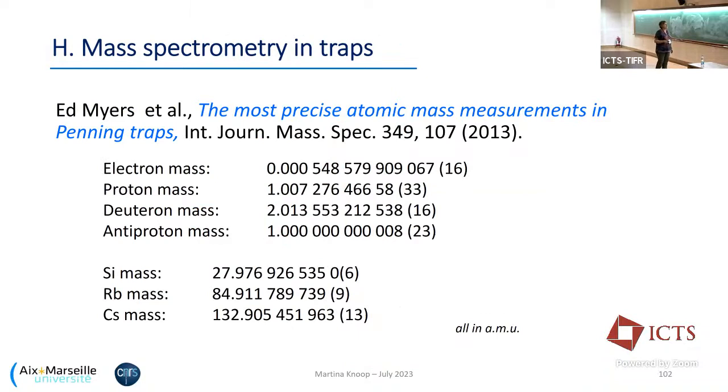There is a very nice publication that Ed Myers made 10 years ago, called The Most Precise Atomic Mass Measurements in Penning Traps. If you want to look it up, well, it's already 10 years old and there have been measurements since then. But it's a very nice paper which puts together measurements from different groups, and you will see which groups are working on what. So you already have an idea of the precisions 10 years ago. There has been some improvement on that. And of course, all these masses are given in atomic mass units.